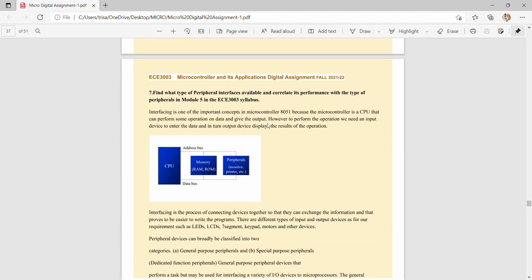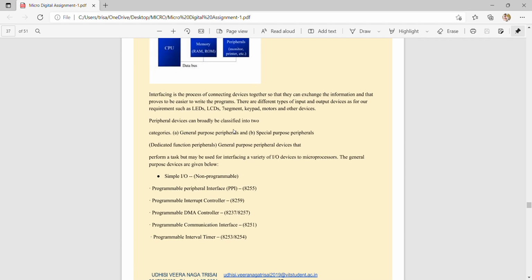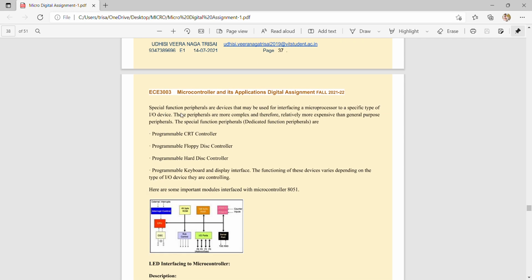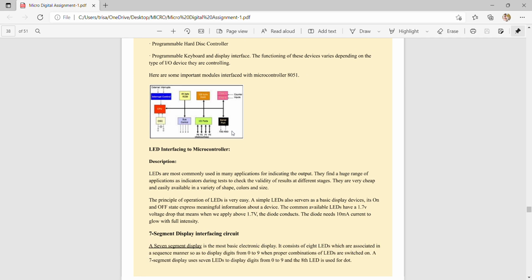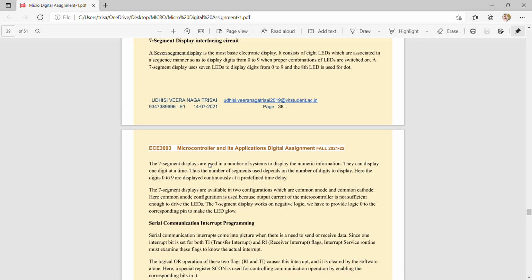And the seventh question is the peripheral interfaces available and the types of peripherals in module 5. And this is the CPU, memory, and peripherals. Peripheral devices can broadly be classified into types and categories: general purpose and special purpose. These are the simple ones: 8255, 8259, 8237, and 8251, again 8253, the 8253 timer. And these are the special functions, or you can see this diagram, the LED interface to the microcontroller, the description of the LED, the seven segment interfacing circuit, and the serial communication programming.